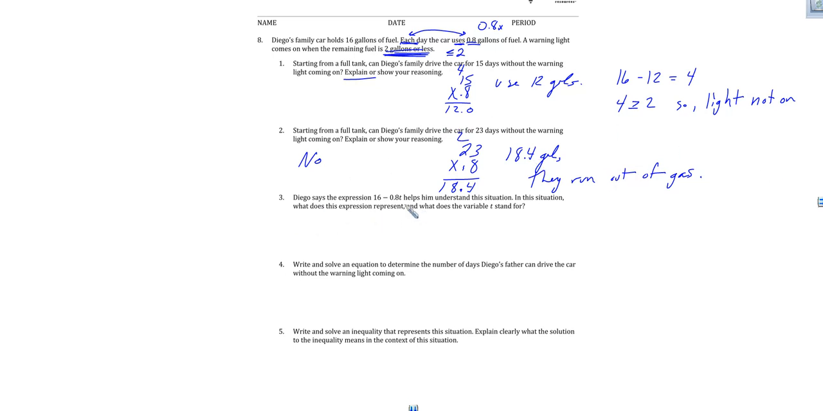Number 3, Diego says the expression 16 minus 0.8t helps him understand the situation. That kind of makes sense with what I was thinking earlier, 0.8 times x, they're going to use t. In this situation, what does this expression represent, and what does the variable t stand for? Well, the 16 represents the starting amount of gas, and we're taking away because we're using gas, right? The 0.8t, that represents gas used.